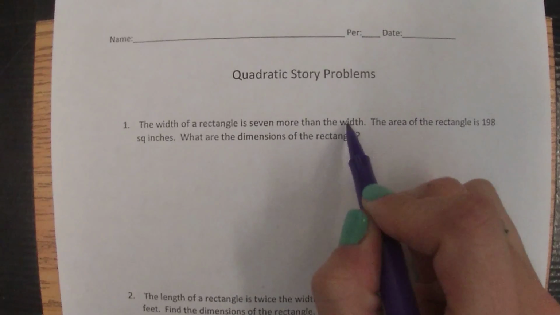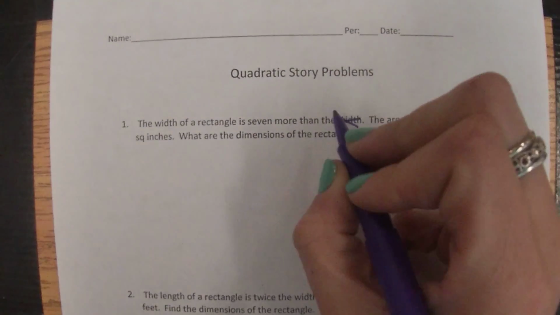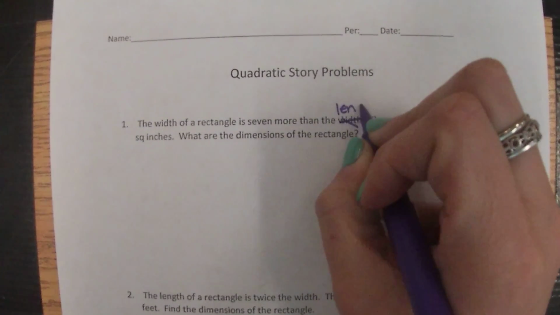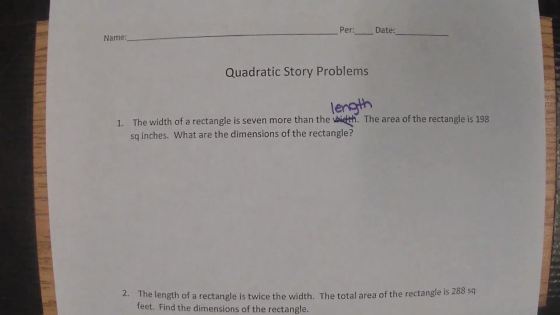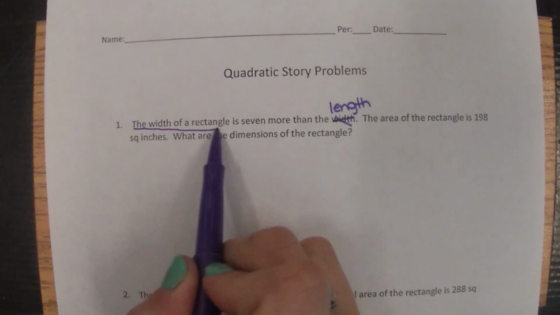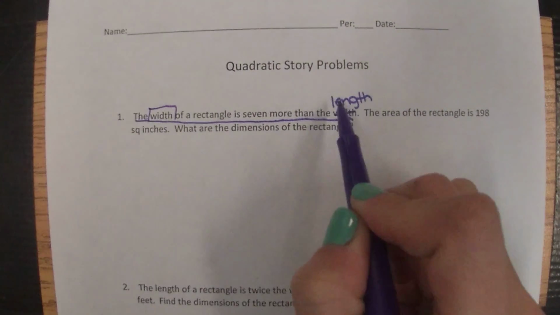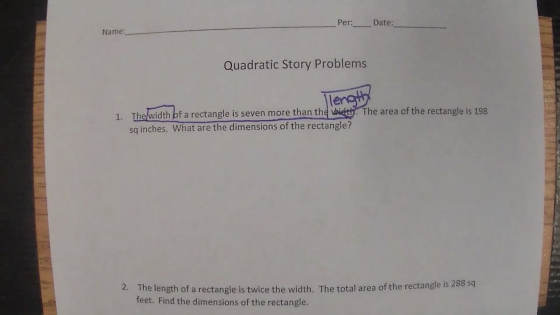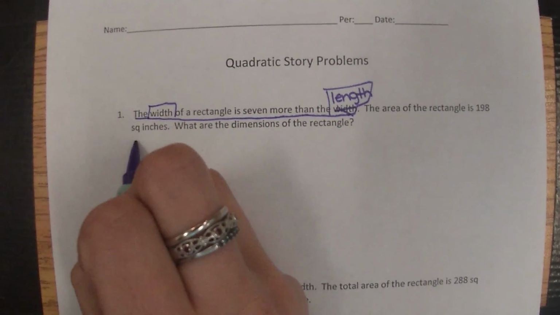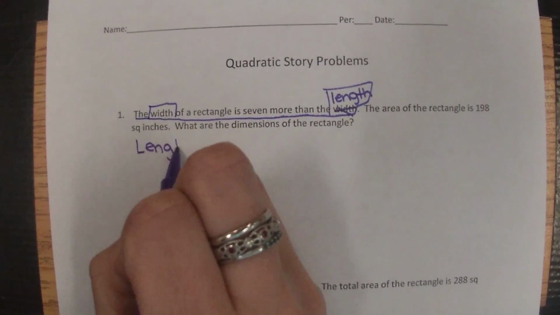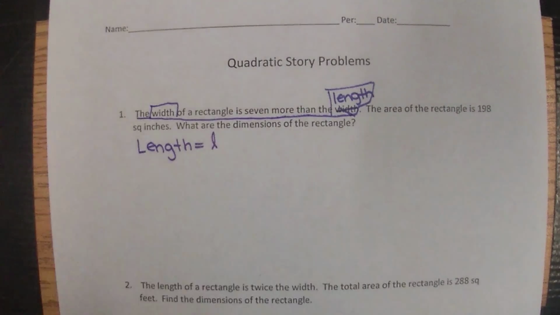First of all, I sent out a message in Canvas for my first period students, but remember this should be changed to length. Okay, so the width of a rectangle is 7 more than the length. The area is 198 square inches. What are the dimensions of the rectangle? So we know we want to start with this phrase right here where the width of a rectangle is 7 more than the length. Okay, so we have the word width and then we have the word length. Whatever we read second is what we are defining as itself. So the length is going to equal L.